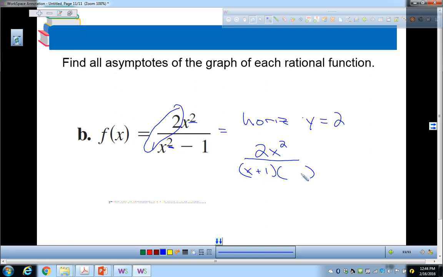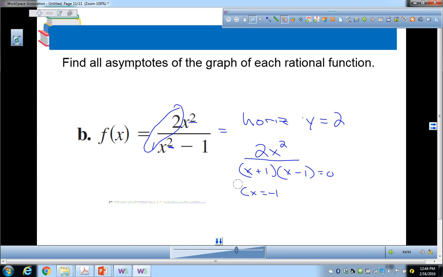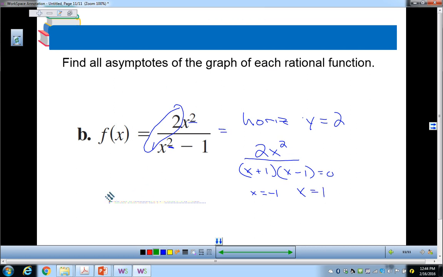X plus 1 and x minus 1. Okay? And then I set this part equal to 0. Well, x equals negative 1 or x equals positive 1. Those are two asymptotes. So if I were to graph this function, it has a horizontal asymptote.